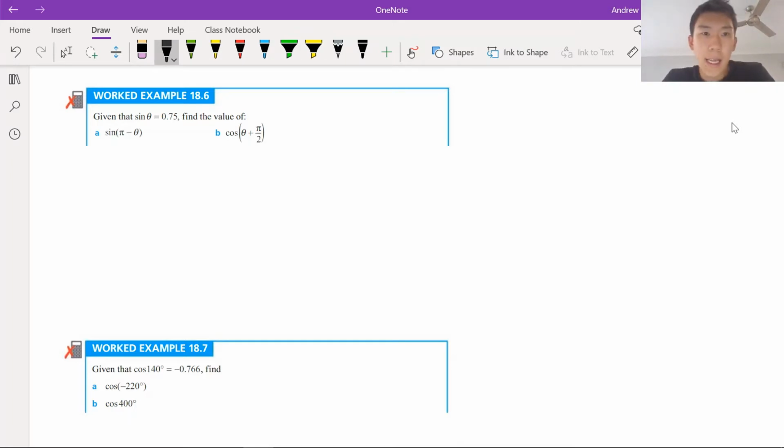Let's get started. 18.6. Okay, so we've been given that sine theta is 0.75. We want to find the value of sine pi minus theta. Okay, so let's draw up a unit circle for each of these.